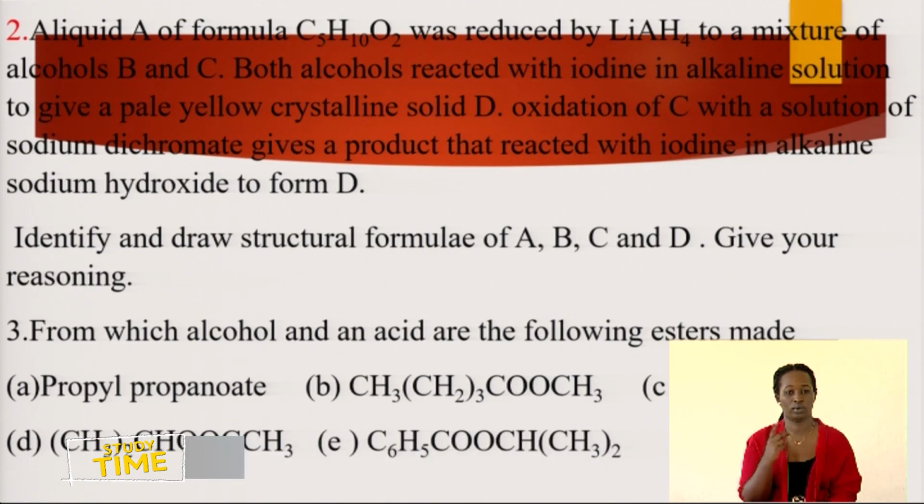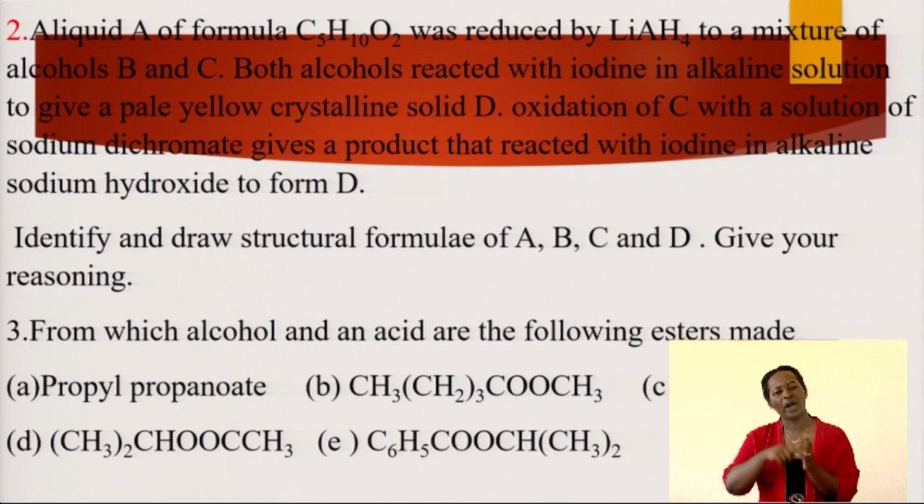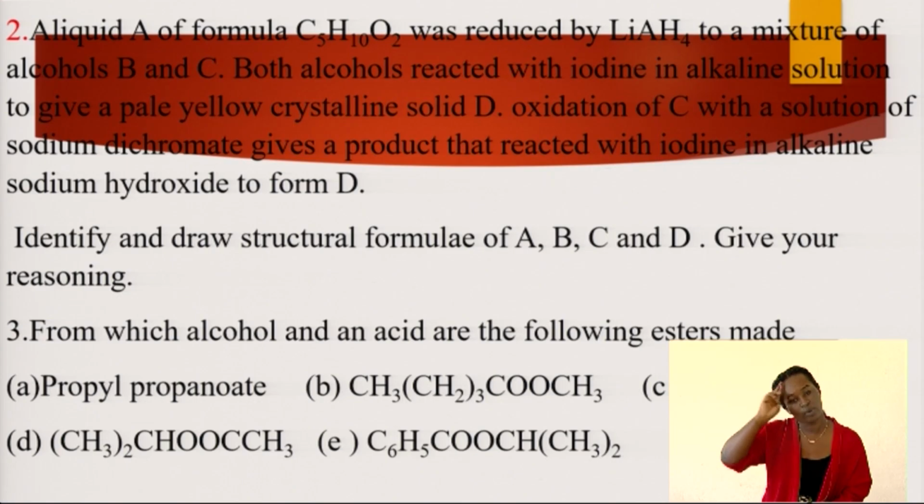Whenever you look at a compound with 2 oxygen atoms, what comes into your mind? This compound is either an ester or a carboxylic acid. So just restrict yourself to those homologous series. It is an ester or a carboxylic acid.